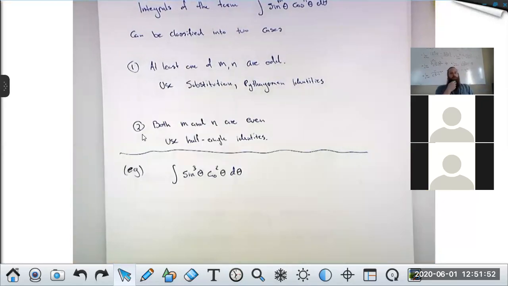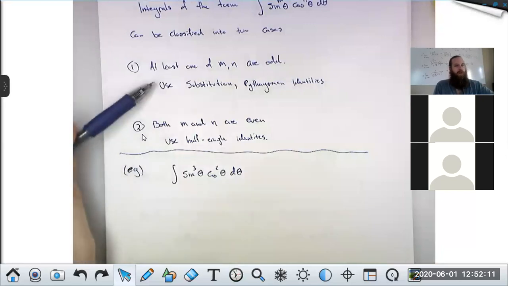Let's try this. Sine cubed times cos squared. The nice thing about the sine cosine integrals is that the derivative of sine is cosine, and the derivative of cosine, not exactly sine, but it's very, very close, right? It's the negative of sine. So these are often good places to try substitutions.